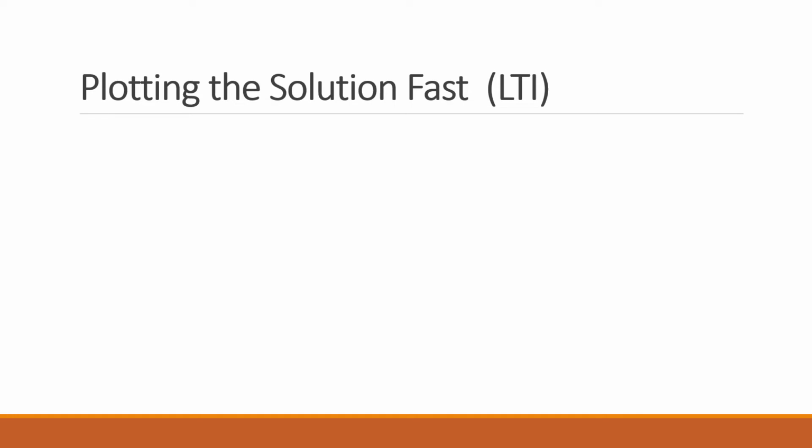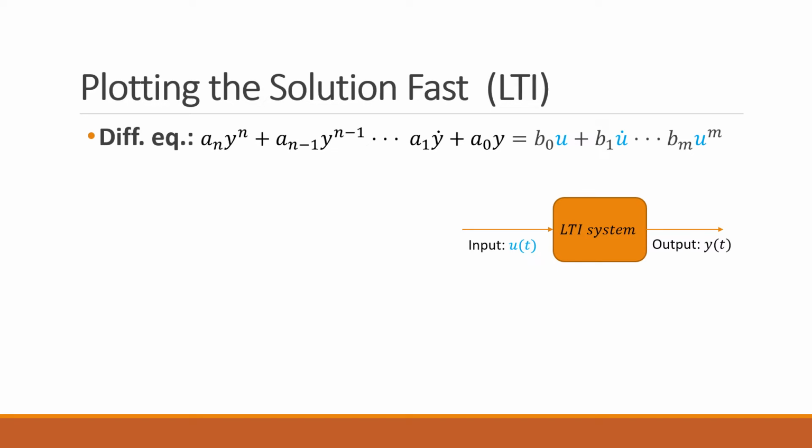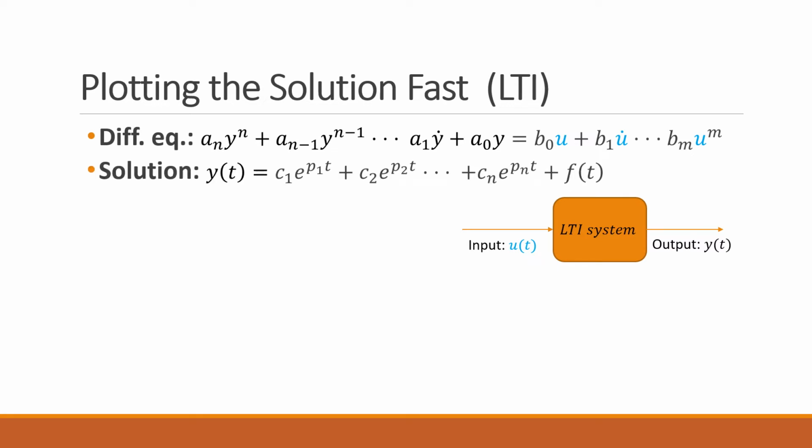In general, for an nth order differential equation as shown, the solution will have a homogeneous part with n exponential terms which have poles as exponents, and a particular part f of t. This solution is only valid for an LTI system, i.e. a linear differential equation with constant coefficients. By understanding the nature of this function, we can plot the rough graph of the solution very easily.